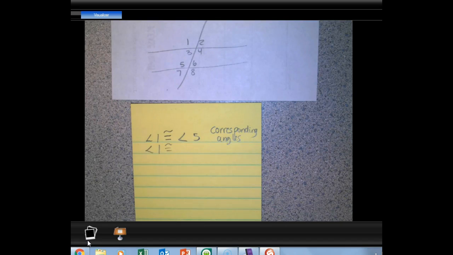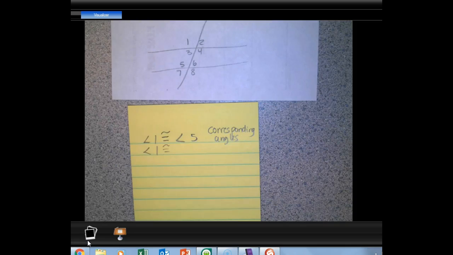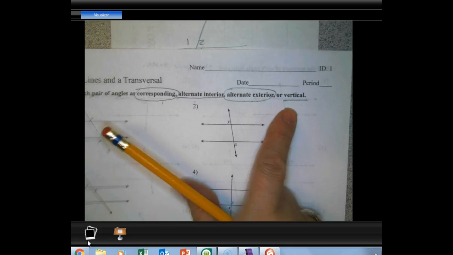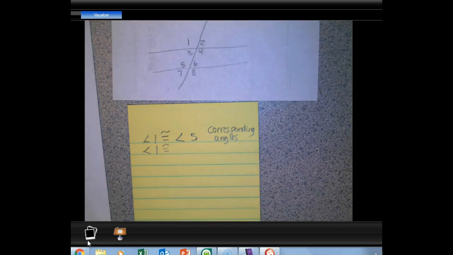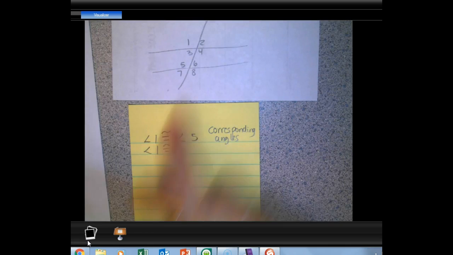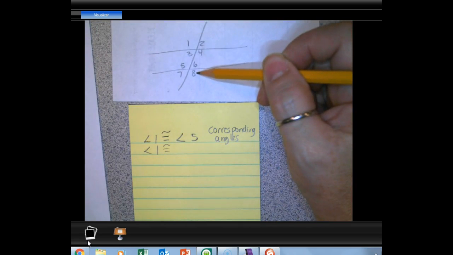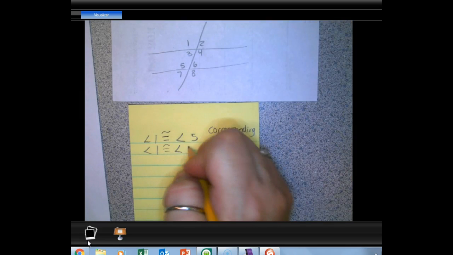Why? Why 8? You're just saying numbers. Can you tell me why? Look at your reasons, okay? They're going to be corresponding, alternate interior, alternate exterior, or vertical. Okay? Those are your 4 possible reasons. Why would angle 1 be corresponding to angle 8? It is, but can you tell me why?